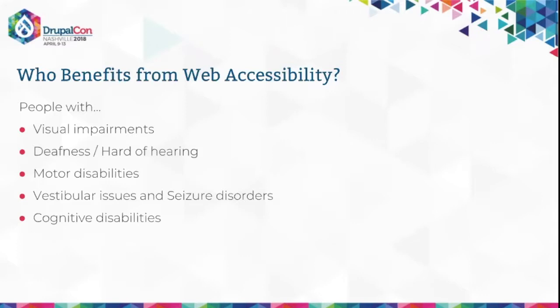We also have people with vestibular issues and seizures, and these issues are extremely important and they're often overlooked. These are one of the most direct ways that a poorly built website can physically harm our users rather than just being inconvenient. So it's really important to be mindful of these.